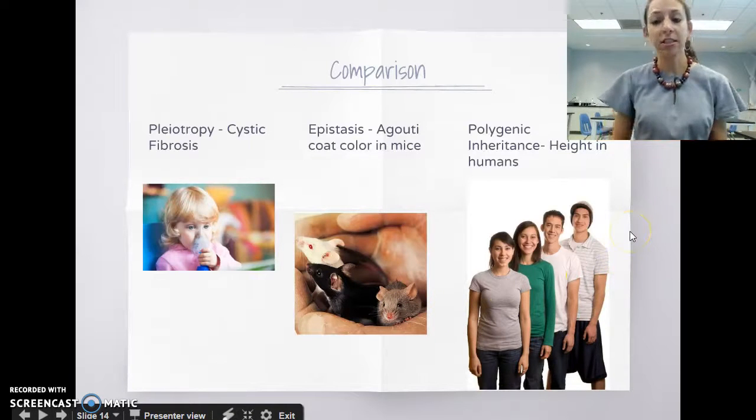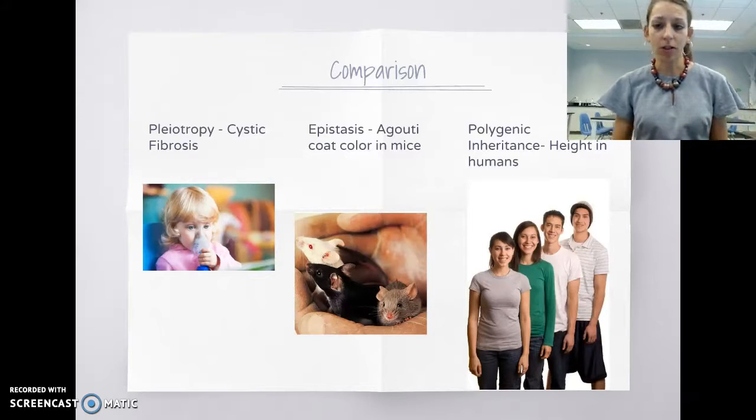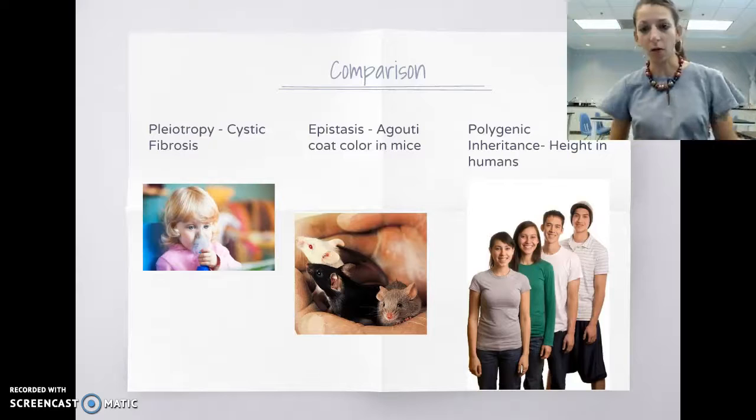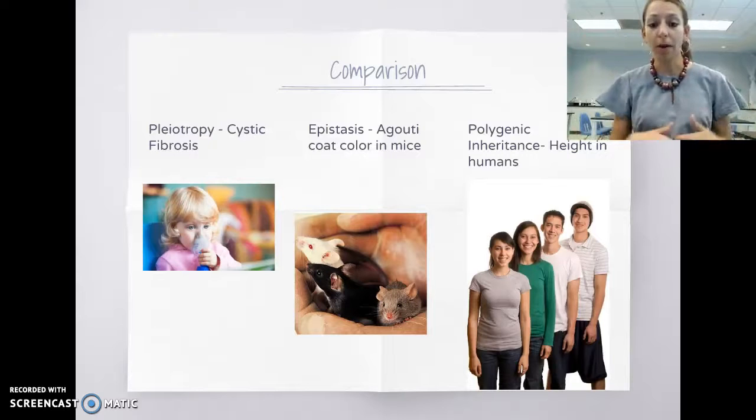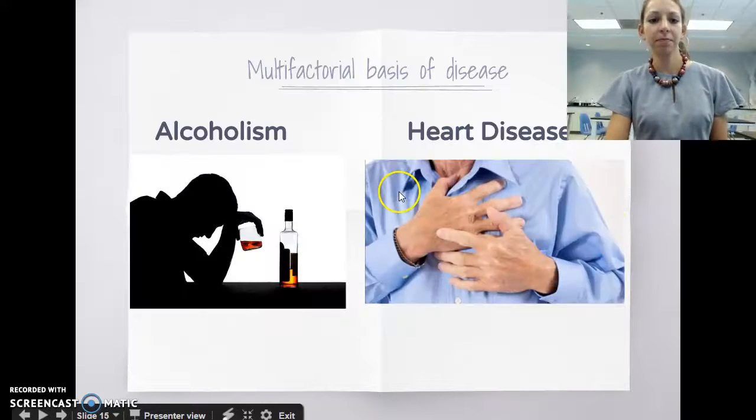Now, polygenic inheritance, there's a lot of examples of these. Height in humans is a big one. So we have a scale. We don't have one gene that determines whether you are one version of tall or one version of short. And you know that two tall parents can produce an even taller child. So that works through polygenic inheritance.